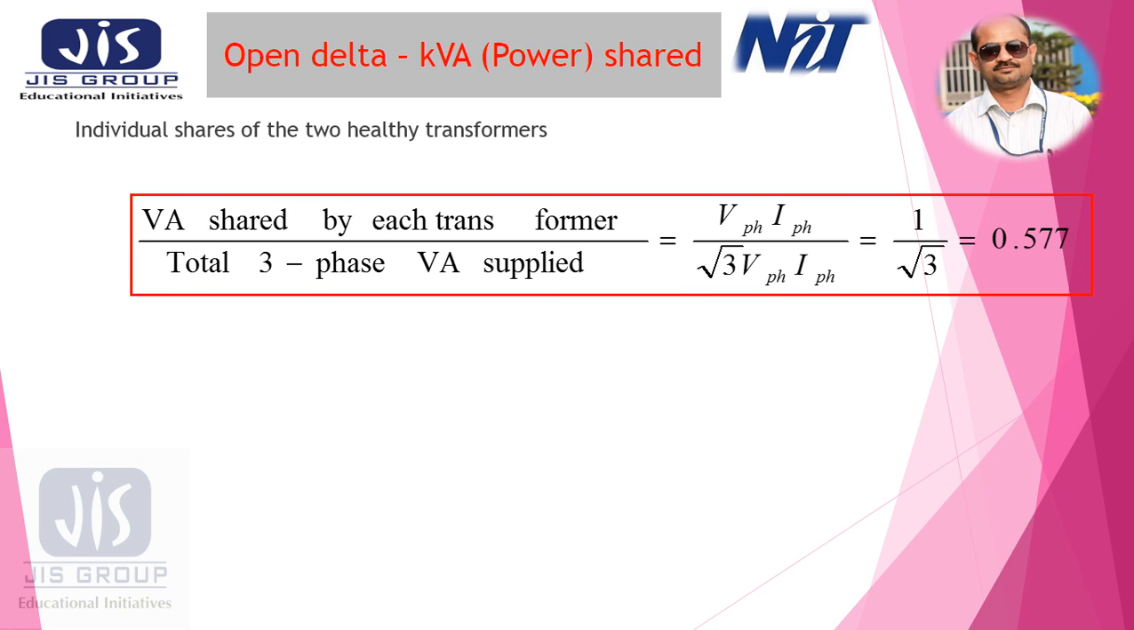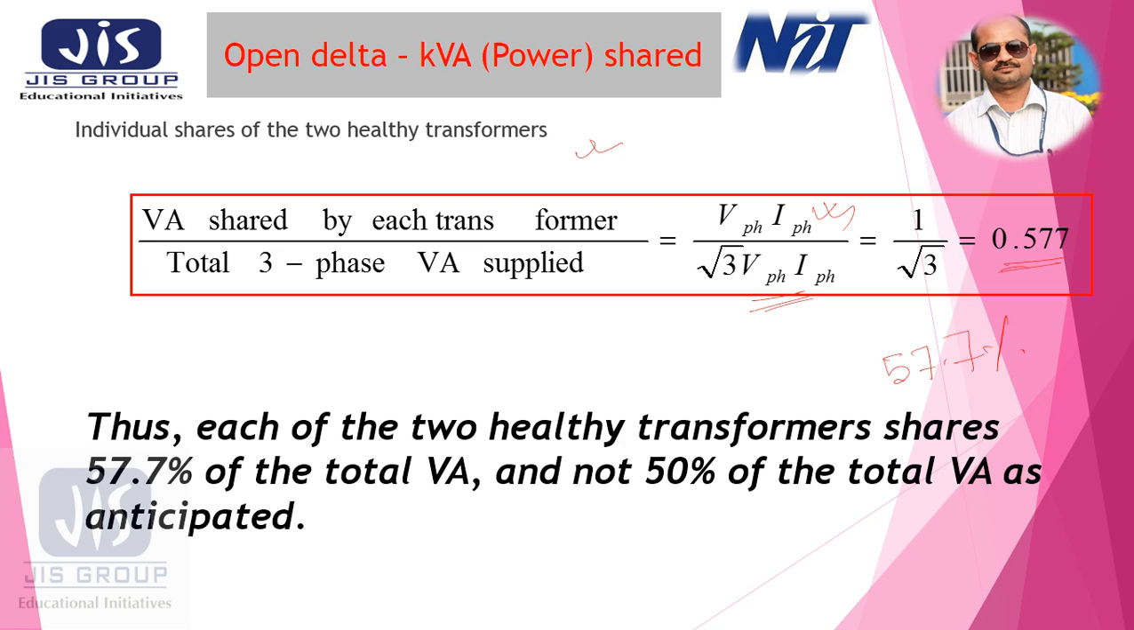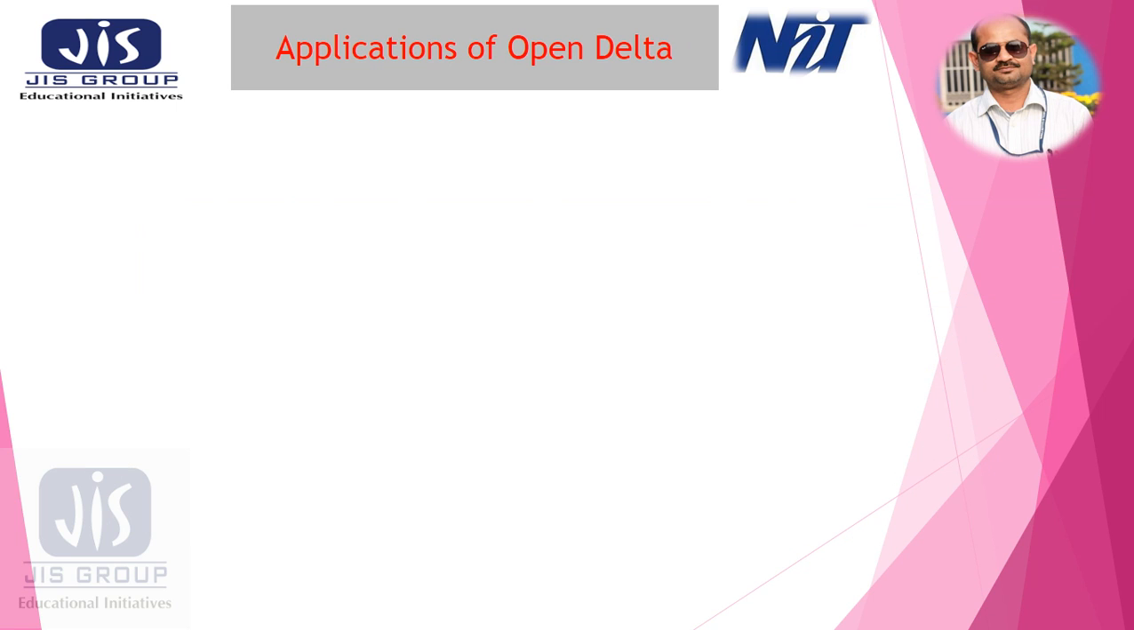And what is the individual share of the two healthy transformers? So each transformer, it is V phase I phase, and total three phase VA supply is root 3 V phase I phase. So again it is 57.7%. Okay, so thus each of the two healthy transformers shares 57.7% of the total VA, not the 50% of the total VA. So this is also interesting.